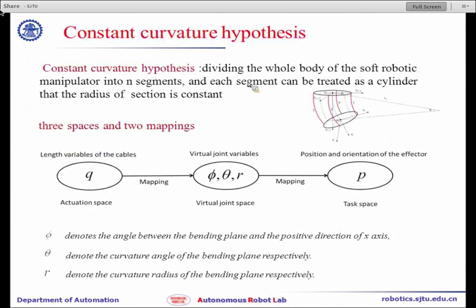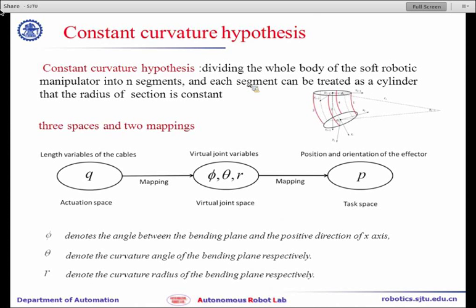To model this soft robot arm, we use the constant curvature hypothesis. In this hypothesis, we assume that this soft robot, the whole body, can be divided into n segments.